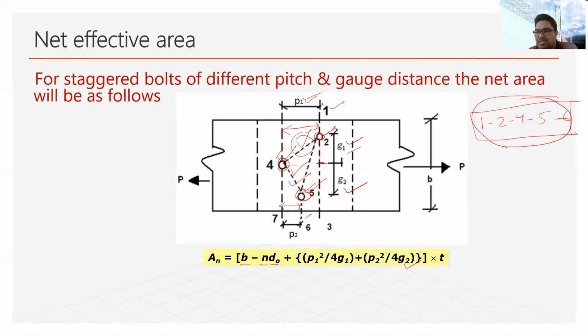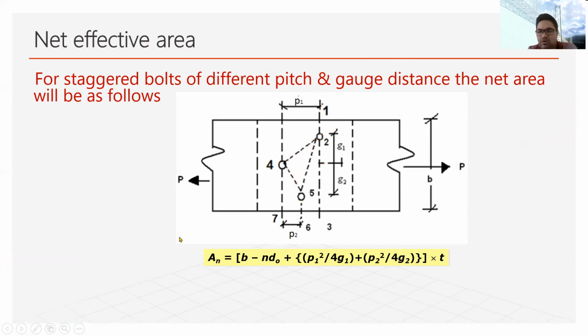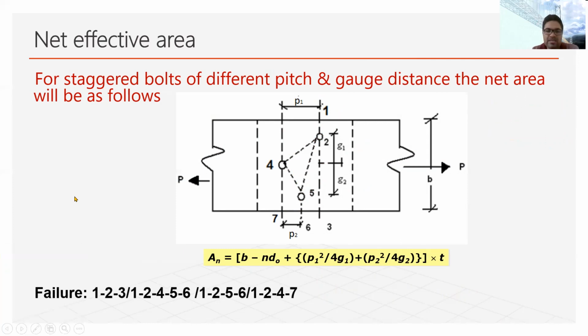If we are taking another section, again we need to find out how many holes are there, how many inclined planes are there, and which inclined plane is included there. Based on that, we decide which value we should take, whether P1 or P2 or anything else. This is how we calculate. There may be several possible sections for which we need to calculate the sectional area. Failure may take place along 1, 2, 3.